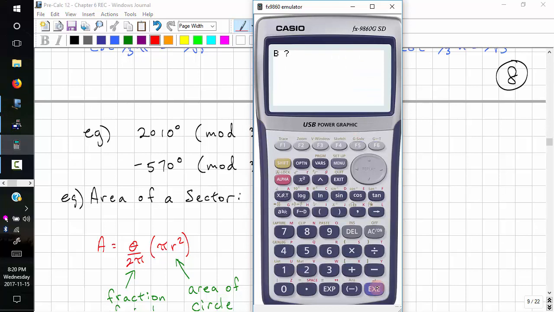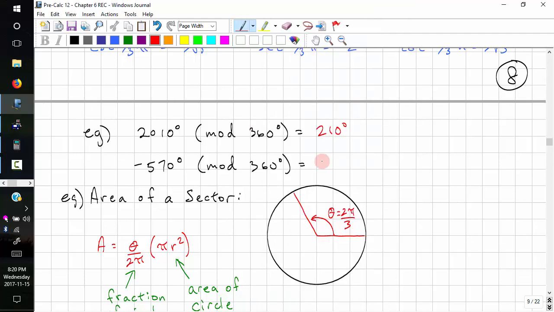And let's execute it again. We have -570, and we want to mod it with 360, and we get 150 degrees. Okay, so just to double check our answers to make sure that the program's working, -570. I know I need to add more than 360, so I'll just go ahead and add 720. And we do that calculation and we see that it is indeed 150 degrees.